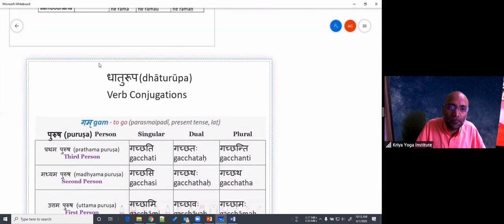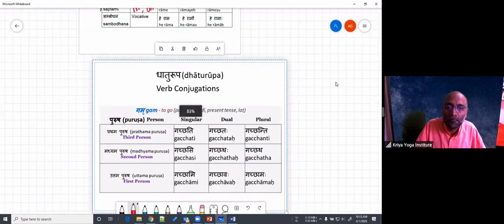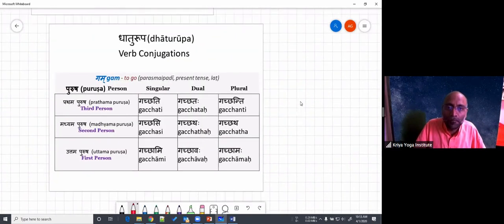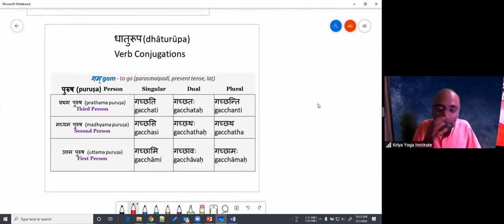So these are verb forms. The table looks smaller, which may make you feel like it's simpler, which is the deception. Verbs are actually considered one of the most complex things in Sanskrit. And you will see why.